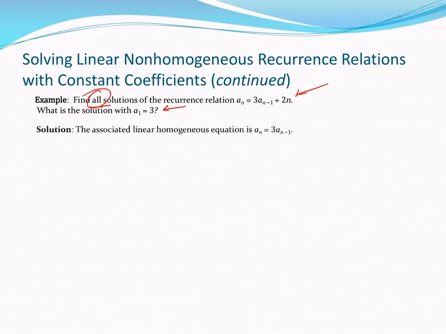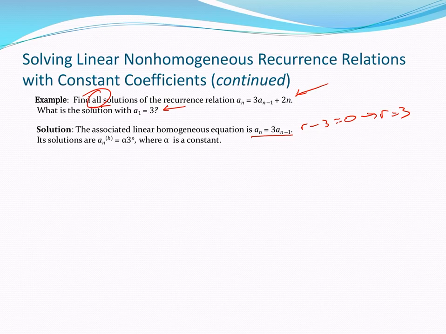The associated homogeneous recurrence relation is AN equals 3AN minus 1, so the characteristic equation is R minus 3 equals 0, which means R equals 3. It's my characteristic root, and the associated homogeneous solution is alpha times 3 to the n. But we don't solve for alpha yet. We do it at the last step.